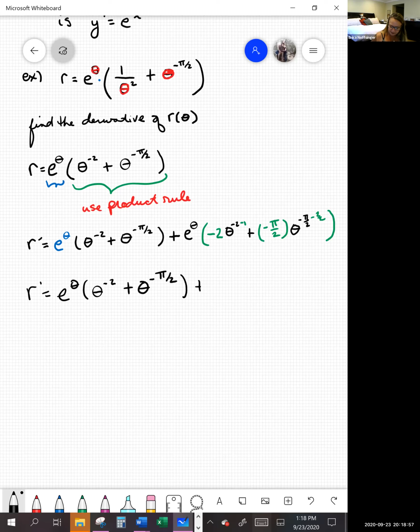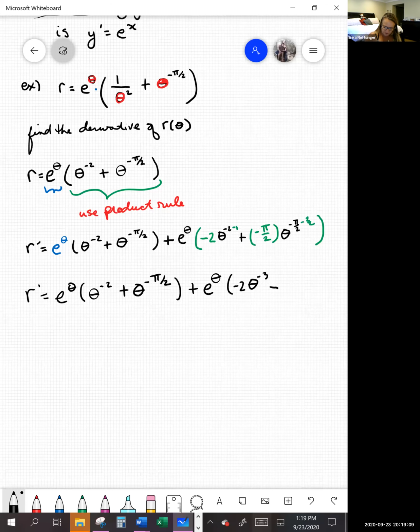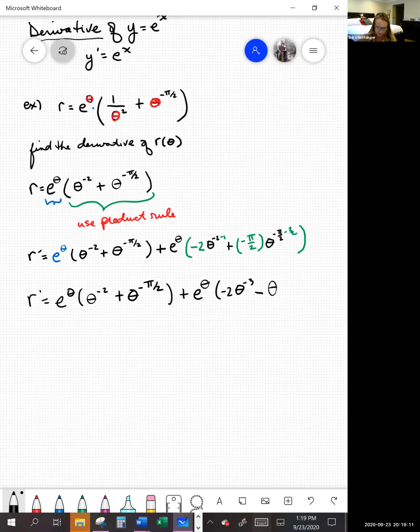all plus e sub theta, -2 theta to the -3rd power, plus a negative, so minus theta, oops, I forgot my pi halves, so minus pi halves theta, and then negative pi halves minus 2 halves is negative pi minus 2 over 2.